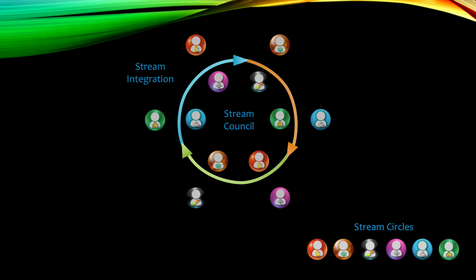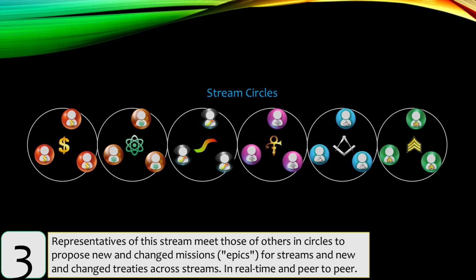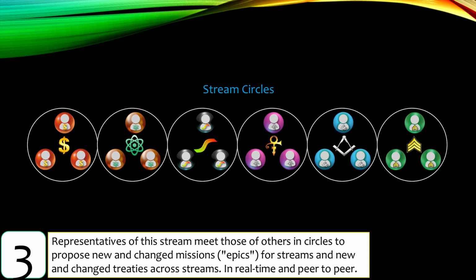Representatives of this stream meet those of others in circles to propose new and changed missions for streams, in Agile terms epics, and new and changed treaties across the streams. In real time, meaning face-to-face or virtually, and peer-to-peer.